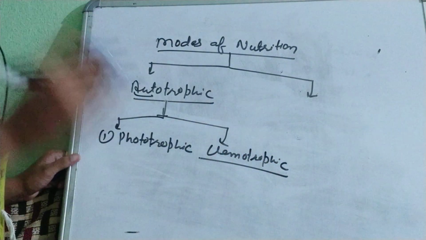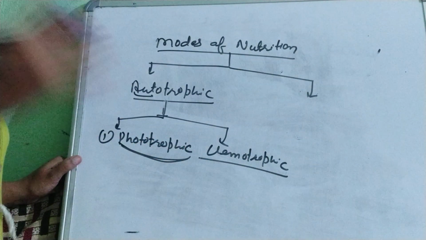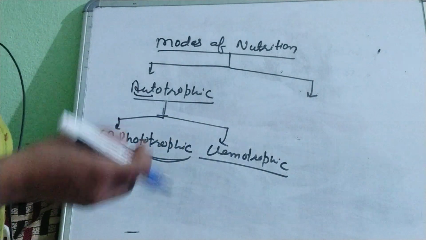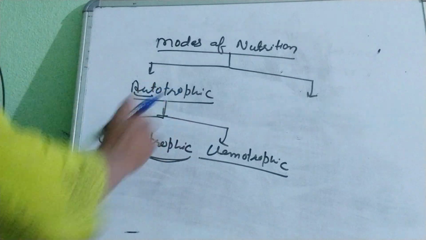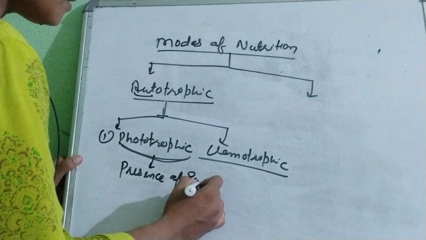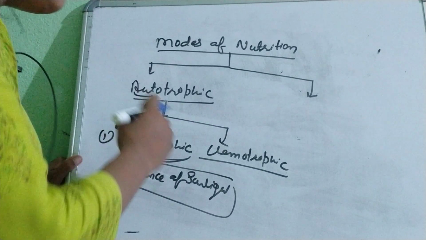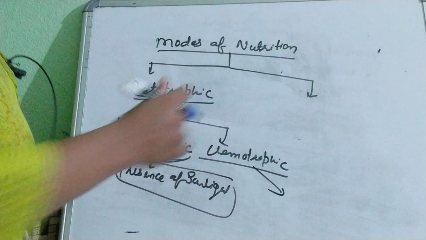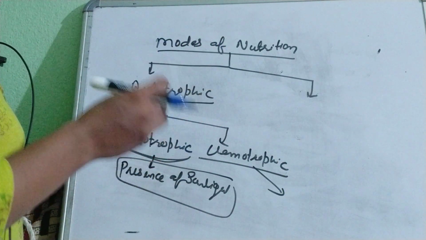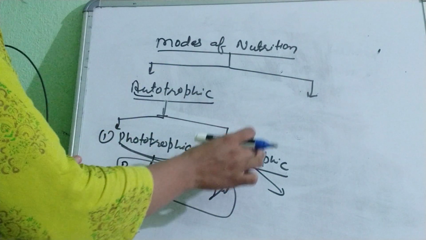From the terms you can understand the meaning of phototrophic. The mode of nutrition which takes place in the presence of sunlight is called phototrophic, or you can say the autotrophs which prepare their own food in the presence of sunlight. So you will write here: in presence of sunlight. And chemotrophic means the type of autotrophic nutrition in which organisms obtain their food from chemicals.